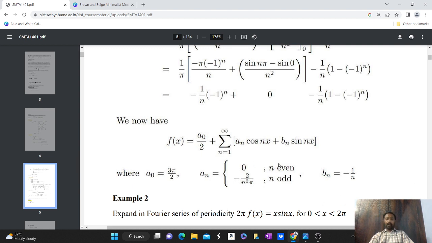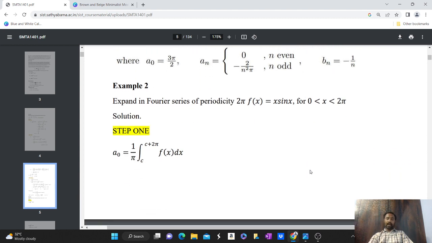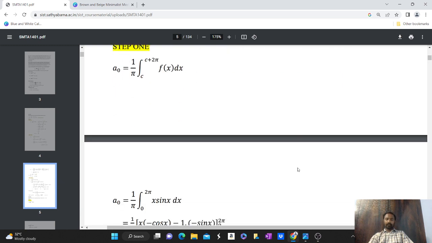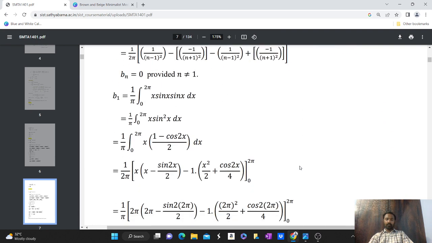So here we have to substitute the values in the Fourier series formula. f of x equal to a naught by 2 plus summation n equal to 1 to infinity of an cos nx plus bn sin nx. In that formula we have to substitute the values of a naught, an and bn. So this is one kind of example for the first Fourier series problem. Now we have to discuss the second problem. Okay, here is an easy problem to understand.